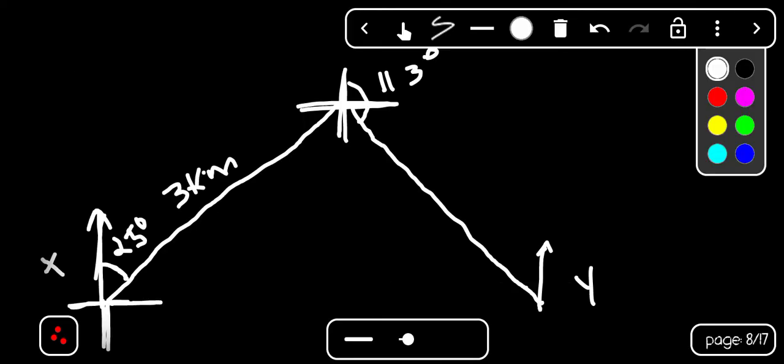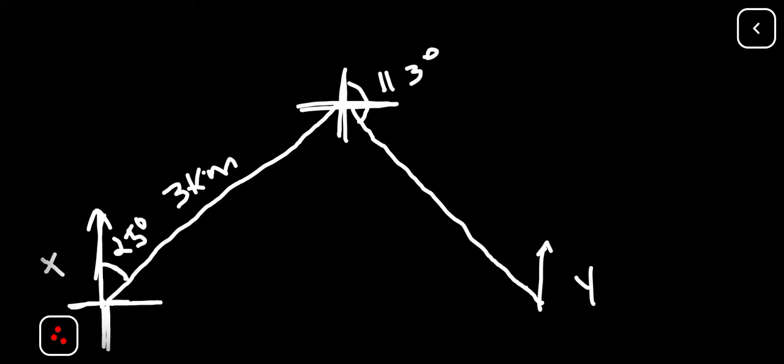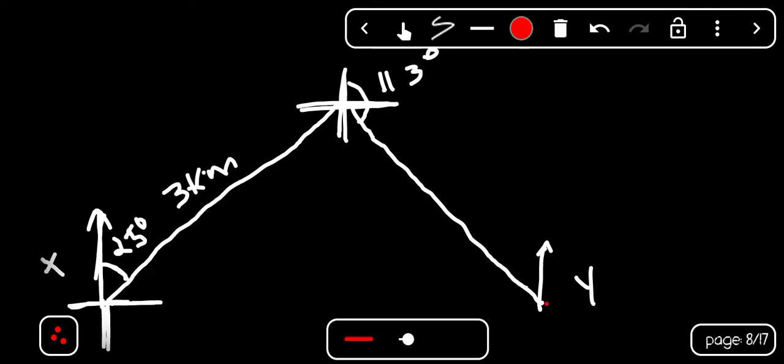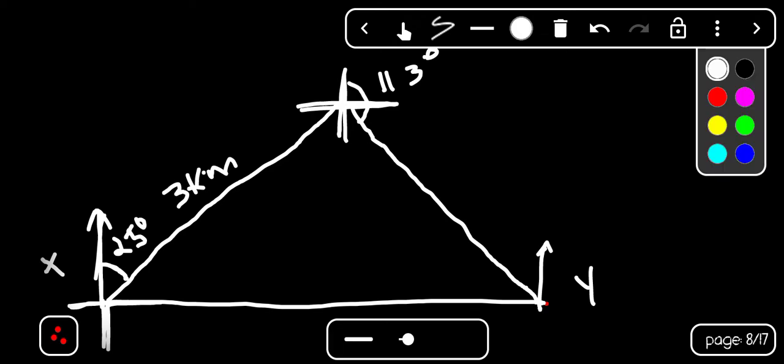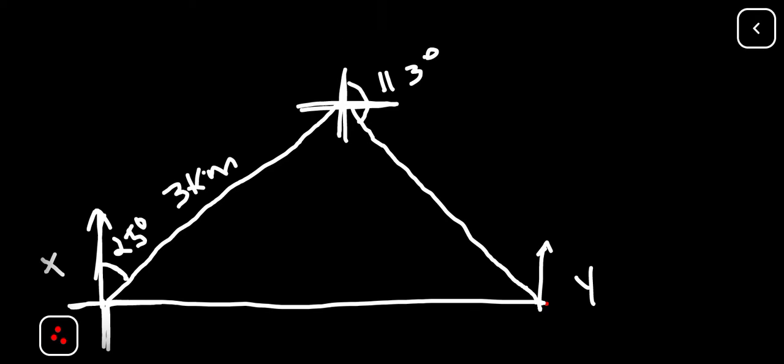Let me use another color. So they're asking you to find the bearing that connects. So this is the bearing of. Let me go back to this color. Sorry. So this is the point that connects X to Y. Okay. But to be able to get the bearing of Y from X, they're asking you to find the angle that forms this connection. So from here to this point, right? So this is the bearing they want you to look for.